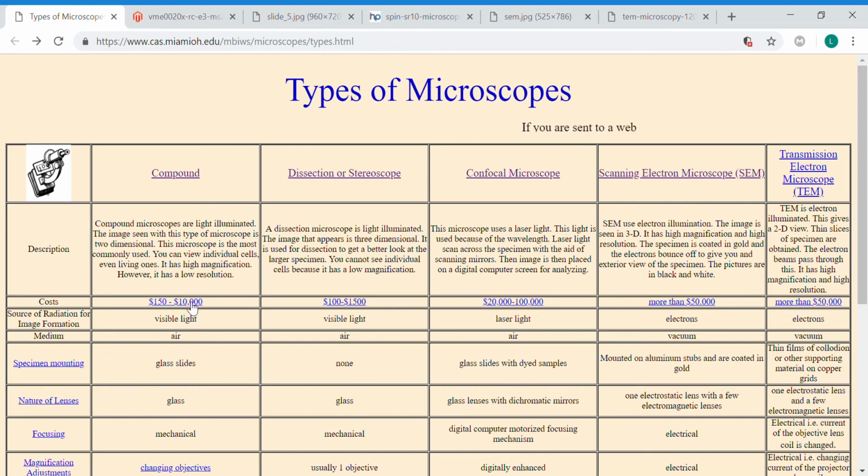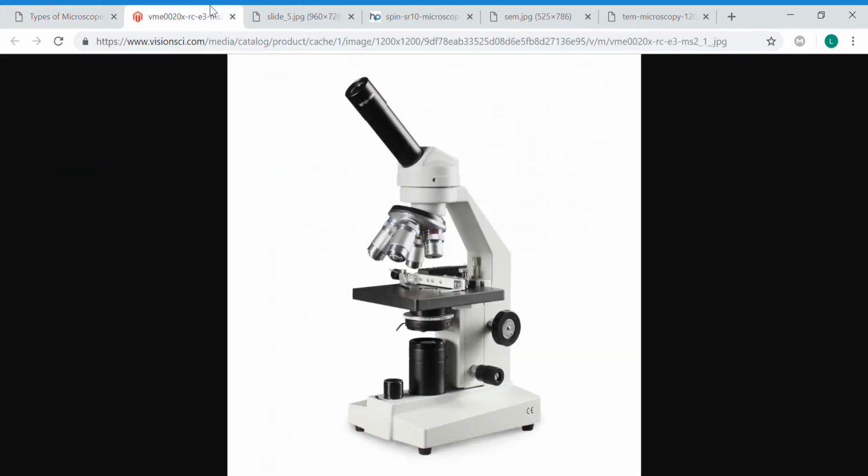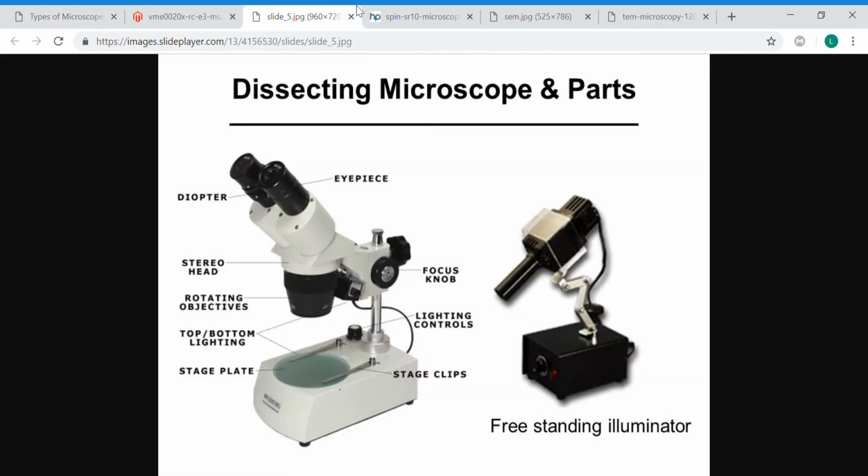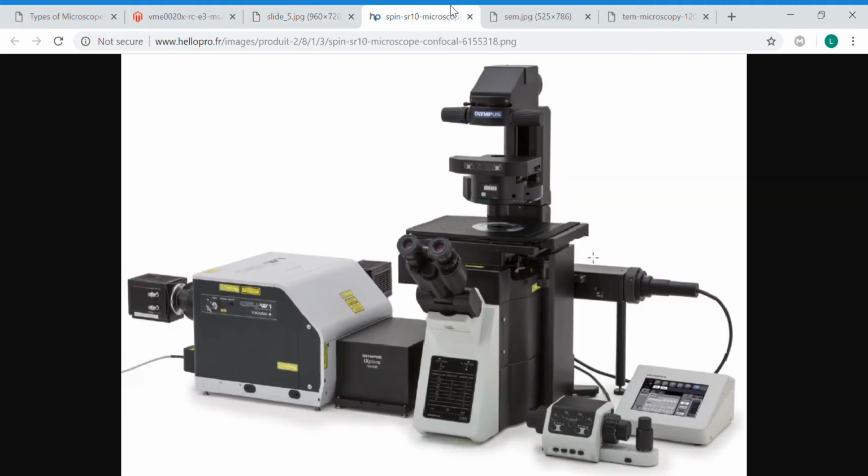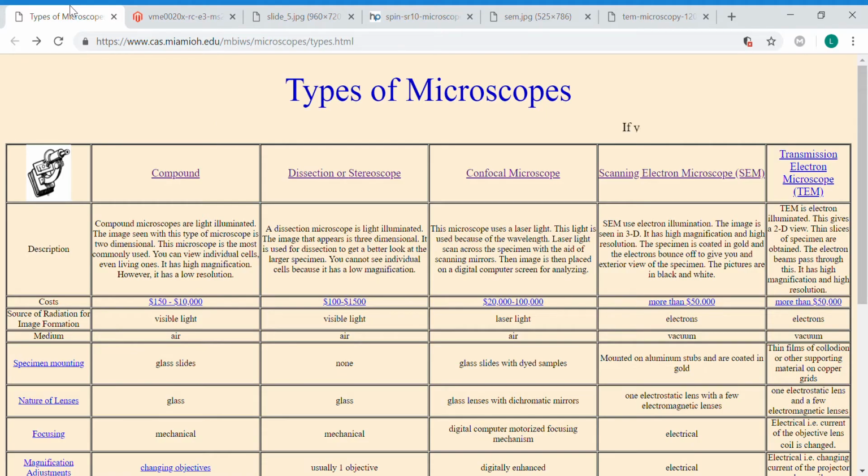Hello everyone, I'm Sing. Now, do you wonder what is the most common microscope that is being used throughout the country? The answer is compound microscope, dissecting microscope, and confocal microscope. Now, do you wonder why electron microscope is not that widely used by us?